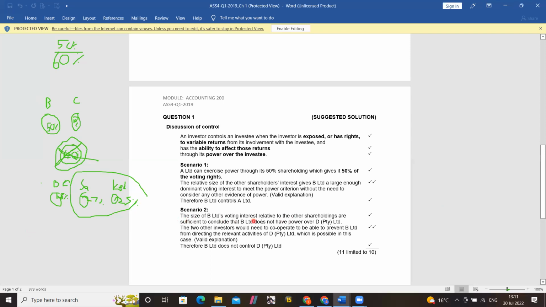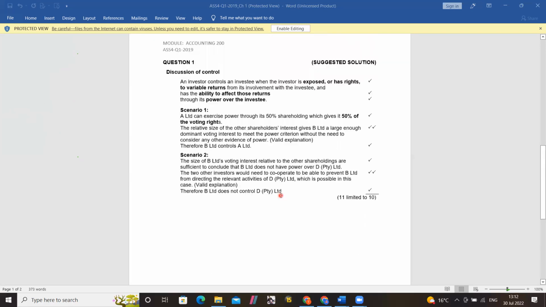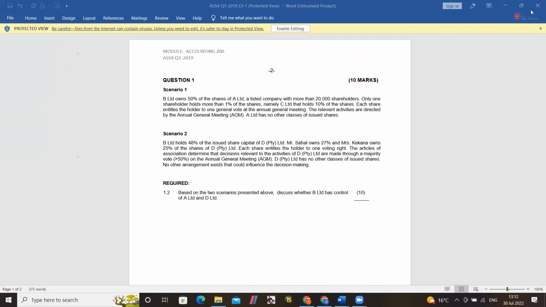As you can see here, the size is relevant. So the size of B's voting rights relative to other shareholdings is sufficient to conclude that B does not have power over D. However, the other two investors would need to cooperate to be able to prevent D from directing relevant activities, which is possible. Do you see what I mean? It's all about relevant activities when it comes to control most of the time, right? Because of power. But when you're explaining, if they say just control, so if they don't specify power, please do not forget about the variable returns, and the link between the power and the variable returns, right? And then that's basically the scope part of the question. That's how it's done.